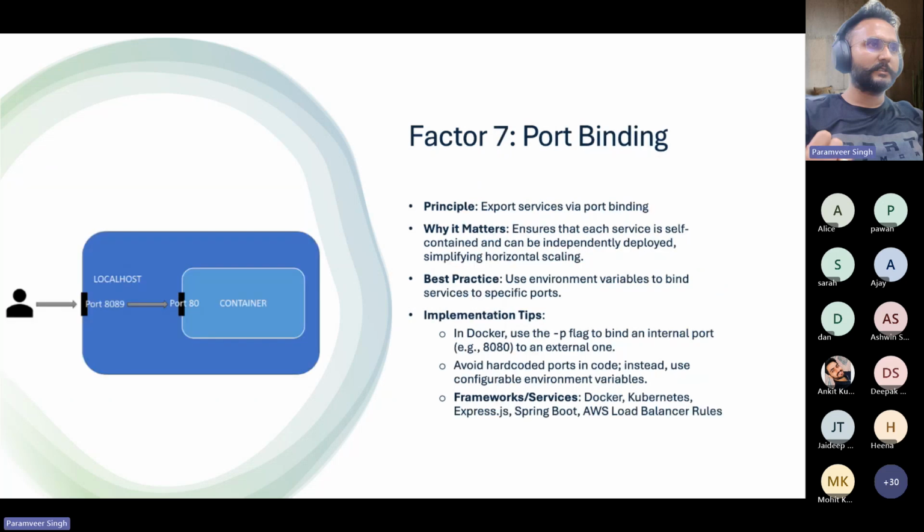Coming to the seventh factor, it says export services via port binding. What does it mean? Now, let's take the example of one server that you're running on your local machine, the server being localhost. There are various applications running on your machine. It says that your applications or your services should be bound via a port. No external entity should be guessing the port of your application. You should be exporting or exposing specific ports.